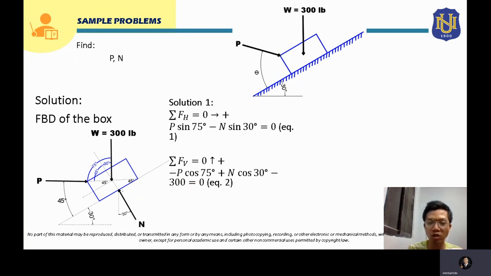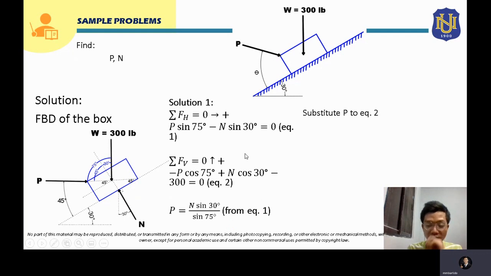So we have two unknowns and two equations, so we can solve this either by elimination or substitution. We will use substitution here. We will generate the value of P from equation 1. This is the value of P in terms of N: N sine 30 degrees over sine 75 degrees. We're going to substitute this value of P into equation 2. So this will be negative, and your P is N sine 30 degrees over sine 75 degrees times cosine 75 degrees plus N cosine 30 degrees minus 300, and this will be equal to 0.